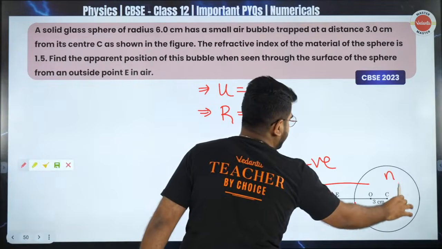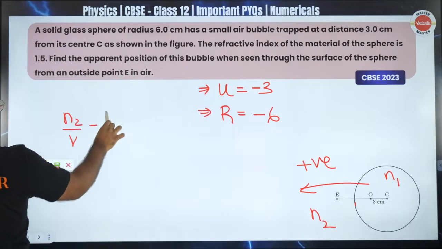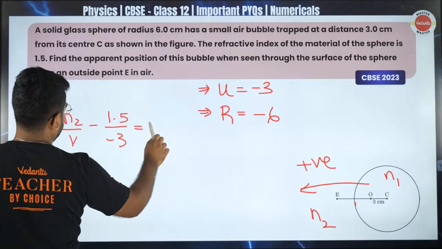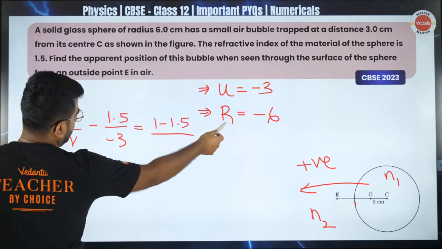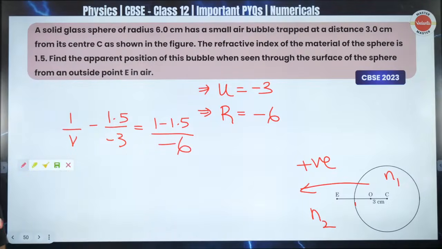And this is N1, this is N2. So N2 by v minus N1 by u is equal to N2 minus N1 by R. What is R? R is -6. So solve it and get the answer. Can you all finish it off? Please do it fast. Quick, quick. So what will that be?